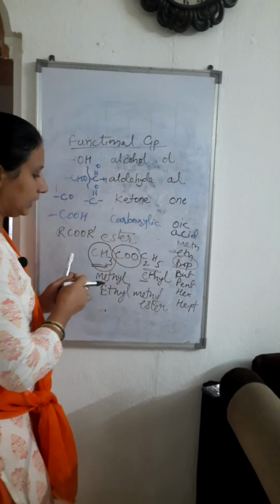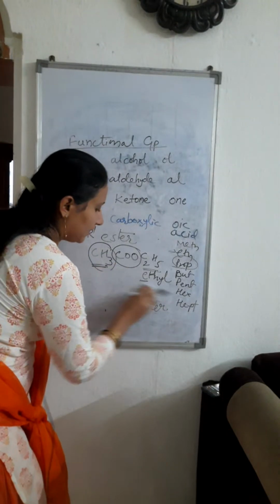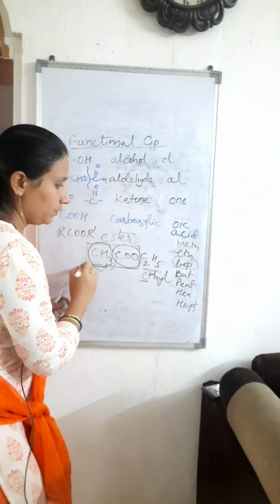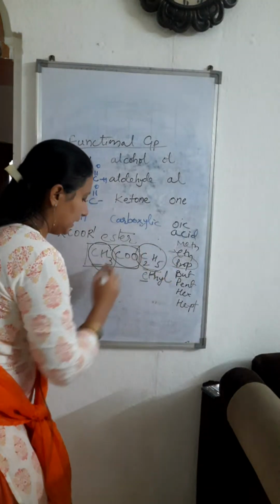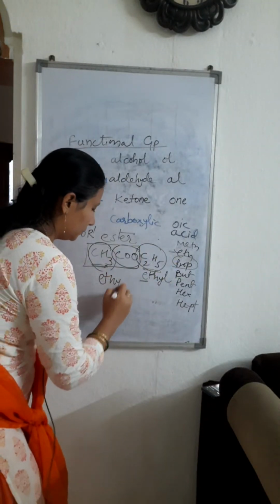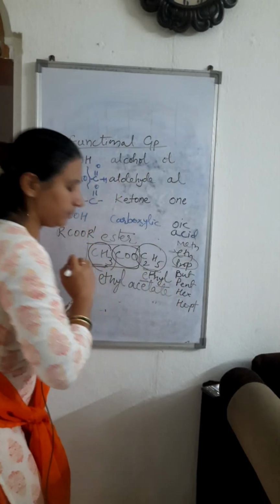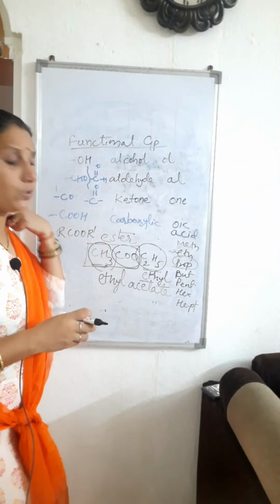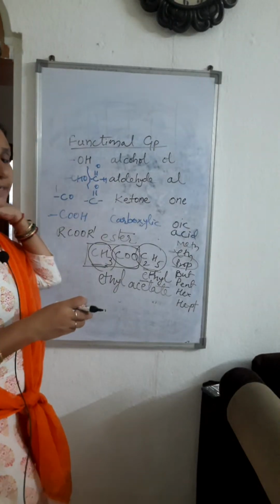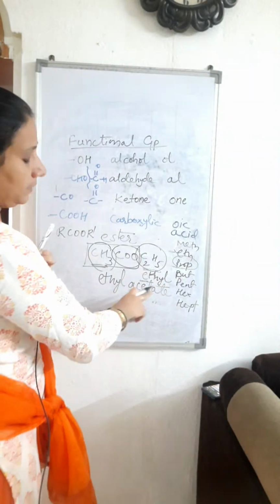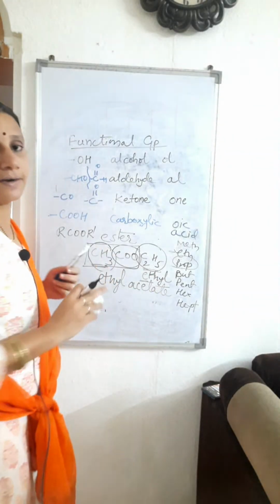Or we can name it like ethyl acetate. This much part is called the acetate part. So we call it ethyl acetate. So this is another way of naming. Choice is yours, like you can use either ethyl acetate or ethyl methyl ester, like that.